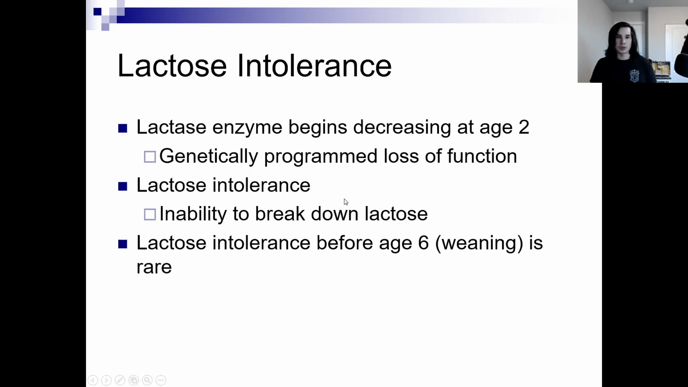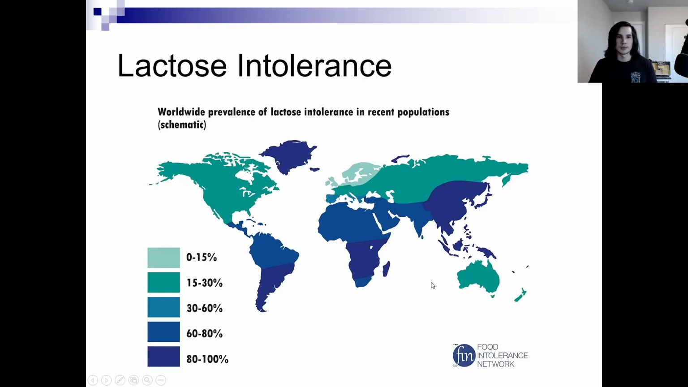And so as a result, we become lactose intolerant. Many of us do become lactose intolerant. And all that is the inability for us to break down lactose into glucose and galactose. Lactose intolerance before age 6 is usually rare. We begin decreasing at age 2, but it's not like a one and done. It's not like we get a sudden dip. It's just a gradual reduction.